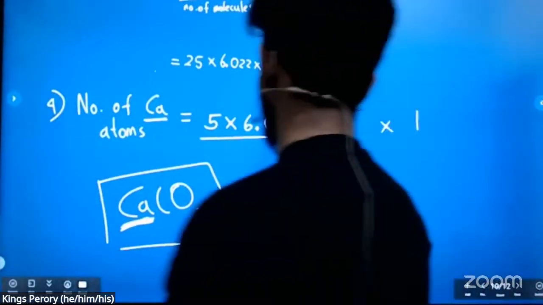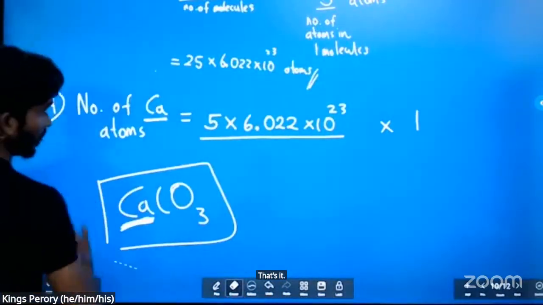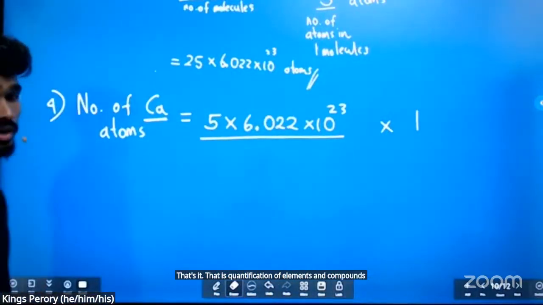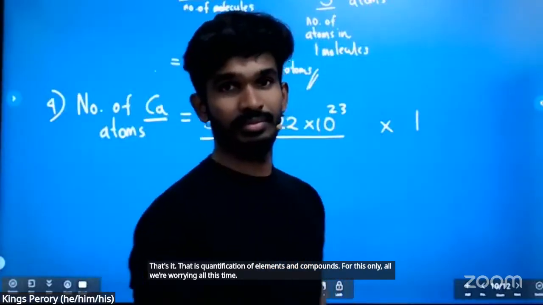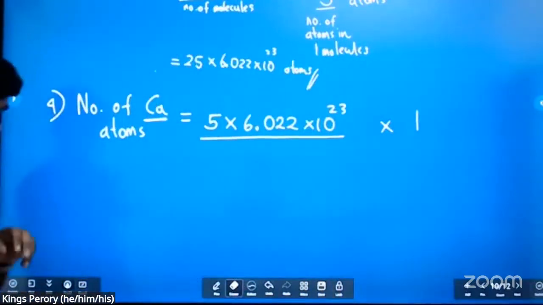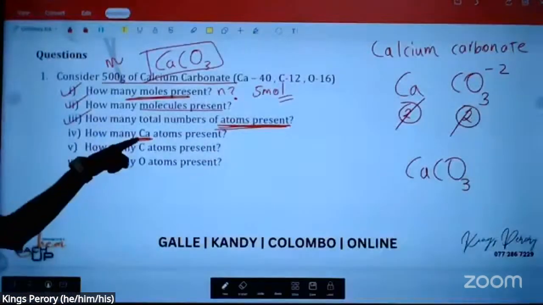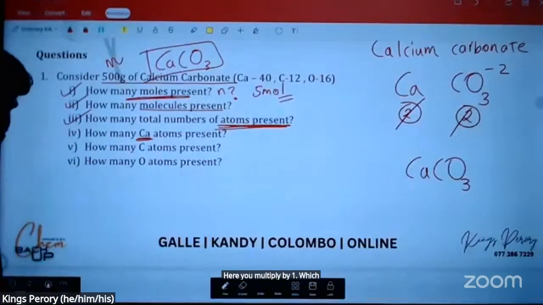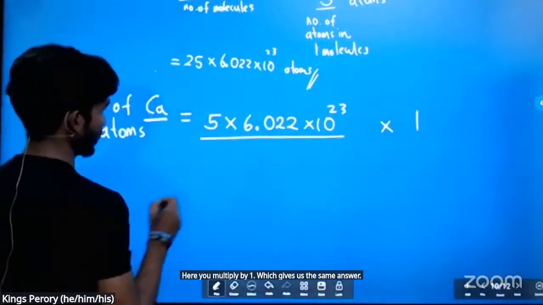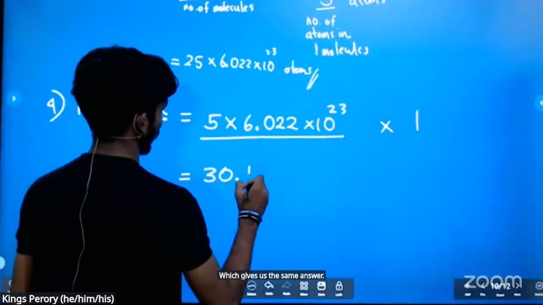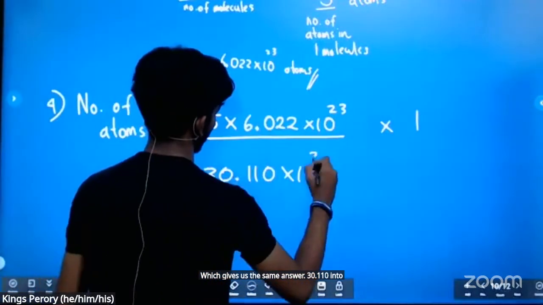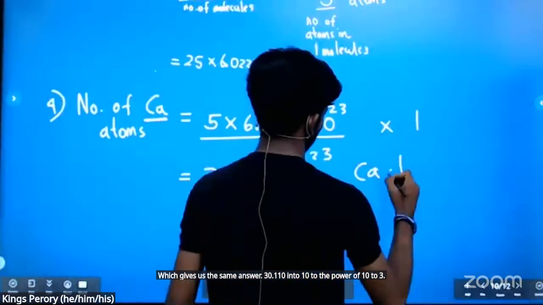That's it. That is the quantification of elements and compounds. For this only you all were worrying all this time. Here you multiply by 1, which gives us the same answer: 30.110 into 10 to the power 23 calcium atoms.